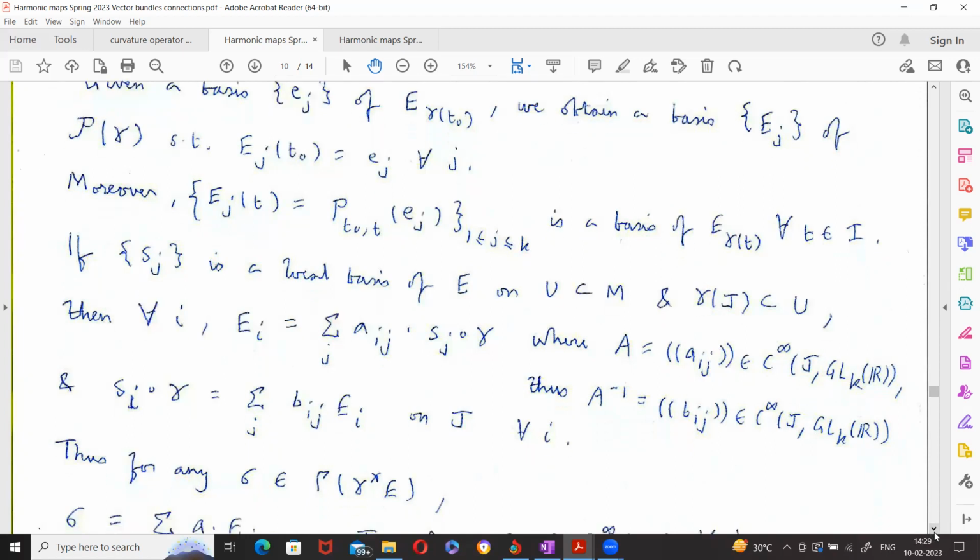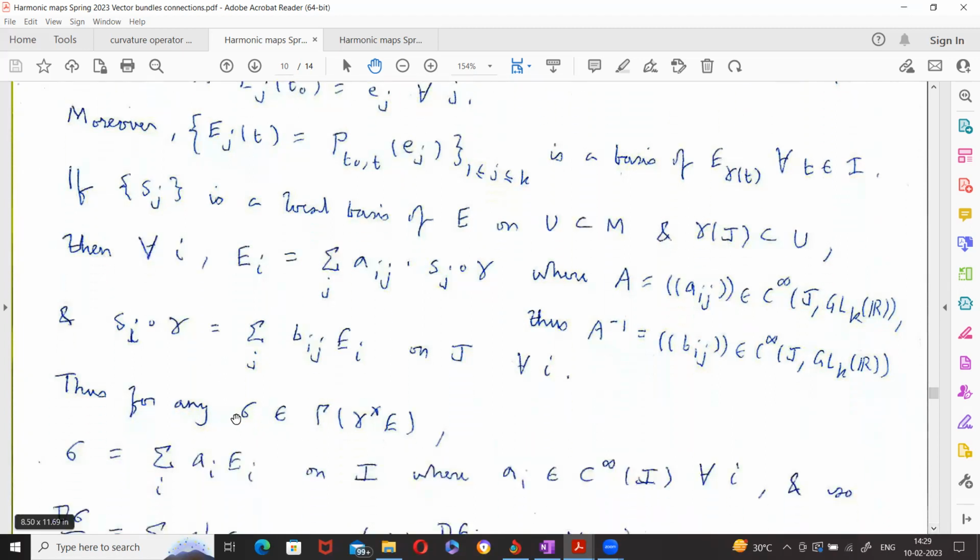Therefore, if I take any sigma, if sigma is a smooth section along gamma, then first of all, I can write sigma as a linear combination of the Si composed with gamma with coefficients which are smooth functions by definition. And then the Si composed gamma, I can further write in terms of the Ei's with coefficients which are smooth functions. Therefore, it follows that sigma is a linear combination of the Ei's with coefficients Ai which are smooth functions. Is this clear? Yeah.